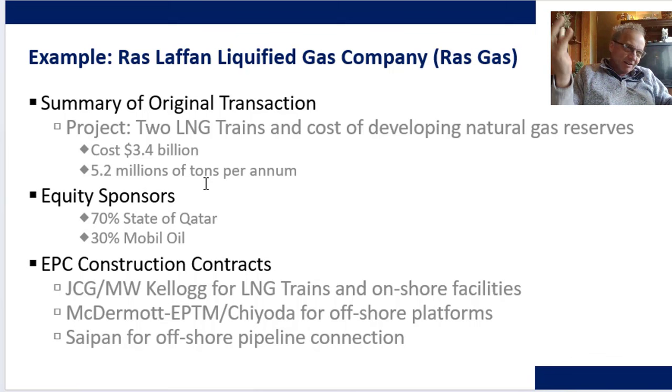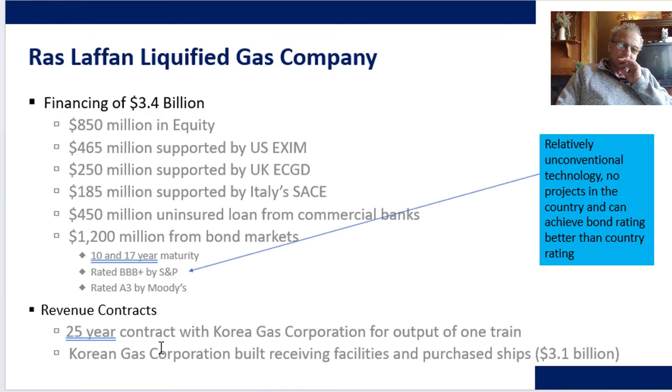And then 30% was Mobil. Now it's, of course, ExxonMobil, after the merger. This was before the ExxonMobil merger. So how important was the fact that a little bit of the minority interest was not the state of Qatar? And then they got some EPC contracts. And the question is, how good were these off-takers?